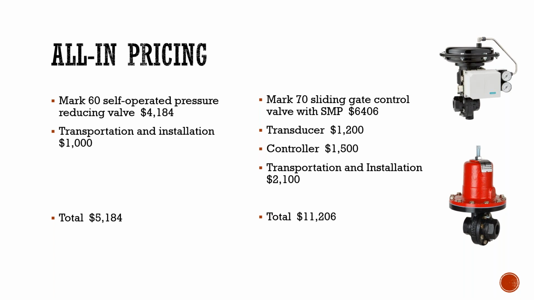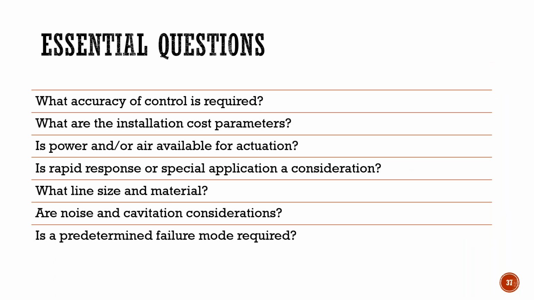So again, self-operated regulator, you're going to be 85% accurate. Control valve with a side mounted positioner, you're going to be considerably more accurate, 99%. So the essential questions are, what accuracy of control is required? The installation cost parameters. Do you have power or air available?